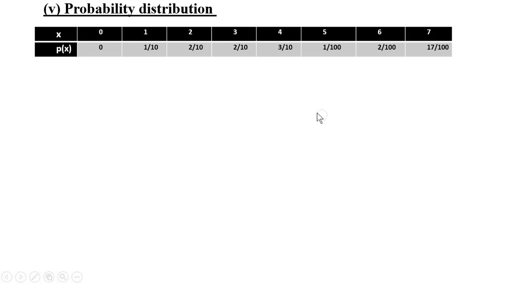Now the fifth question is to find the probability distribution. Distribution means we have to construct a table where we write the values of x and the corresponding probabilities. So here the values of x are 0, 1, 2, 3, 4, 5, 6, 7 and the corresponding values we get by substituting the value of k, which is 1 by 10, in the given table. This is our probability distribution.